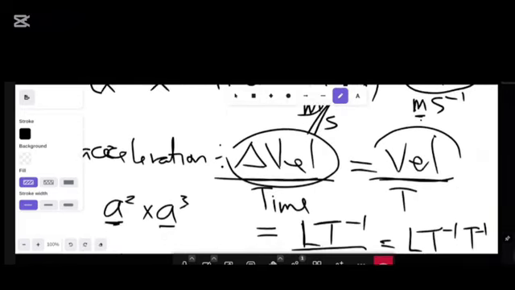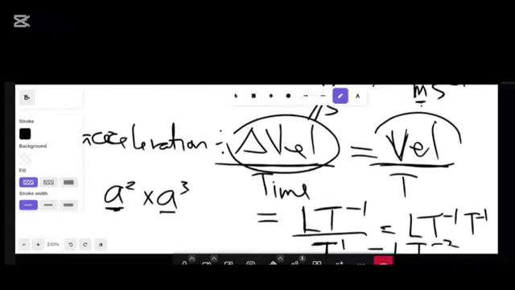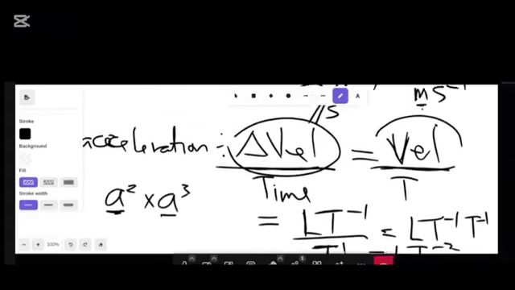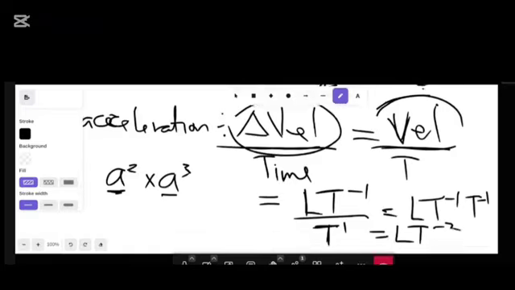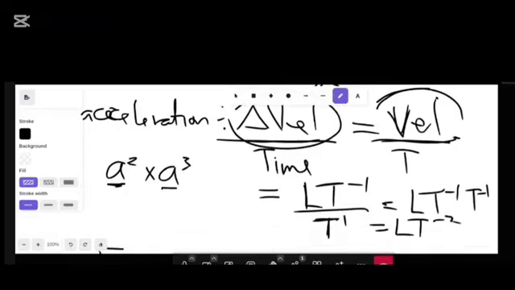Acceleration is change in velocity over time. What matters is that it is velocity over time. So I'm bringing the dimension for velocity. You can see velocity is L t to the power -1. So I copied it down here. Then divided by time, there is time in the denominator because it is velocity over time. So this is the t.